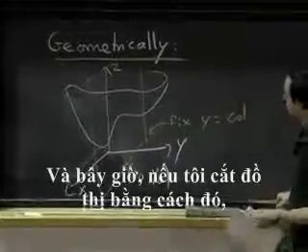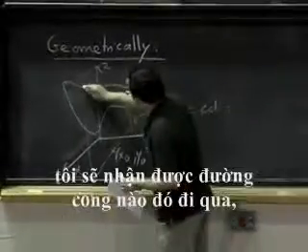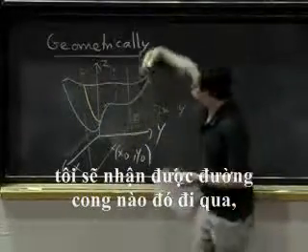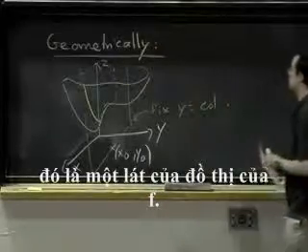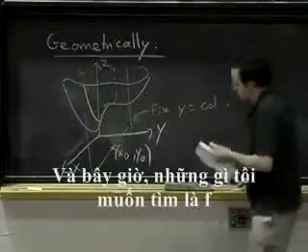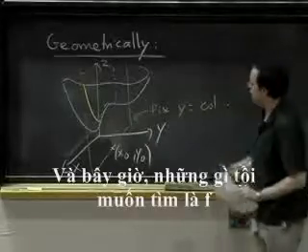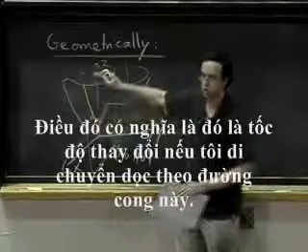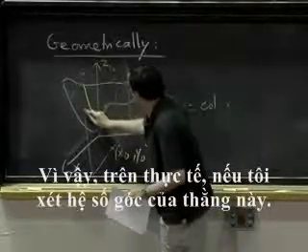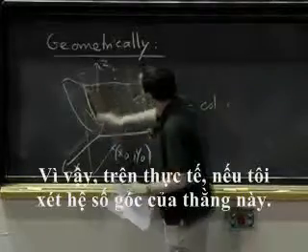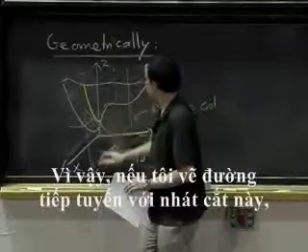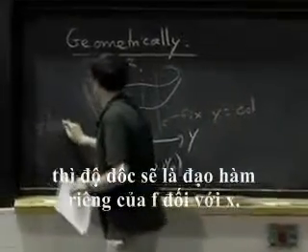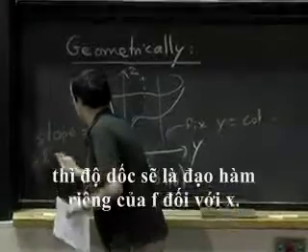Now, if I slice the graph by that, I will get some curve, a slice of the graph of f. And what I want to find is how f depends on x if I keep y constant. That means it's the rate of change if I move along this curve. So if I look at the slope of this, if I draw the tangent line to this slice, then the slope will be partial f over partial x.